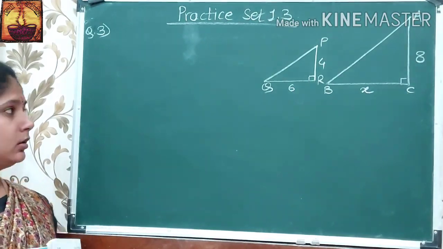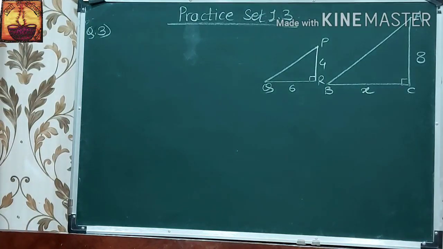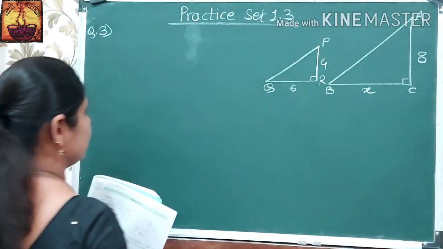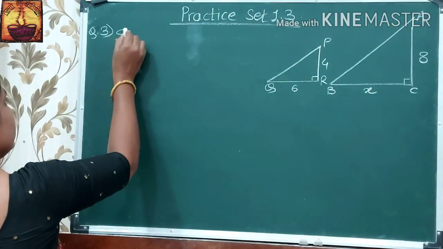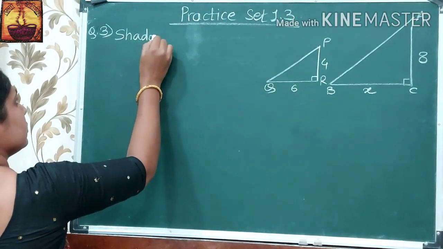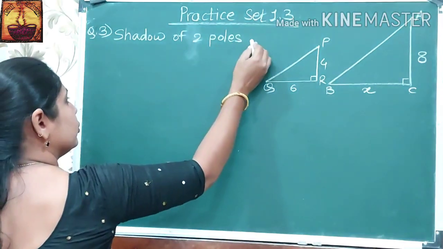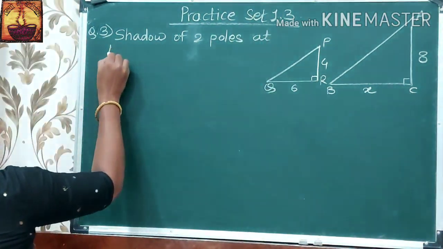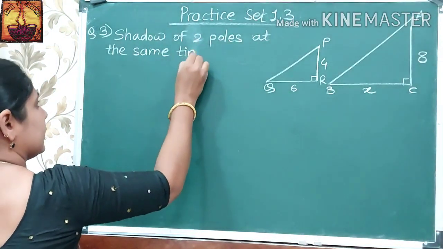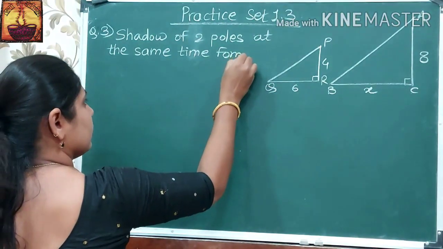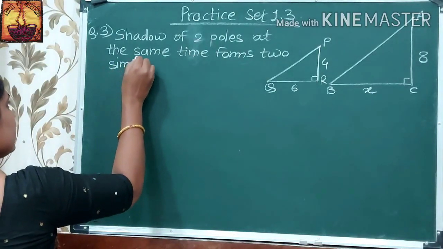Here, shadow is at same time. Therefore, first we know that the shadow at same time forms similar triangles. Therefore, write here shadow of two poles at the same time forms two similar triangles.